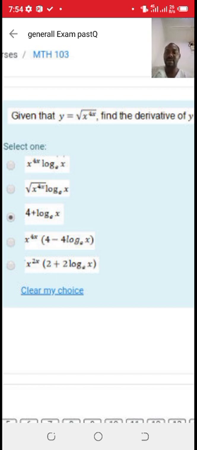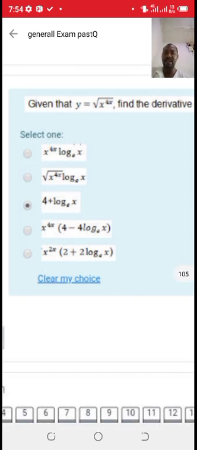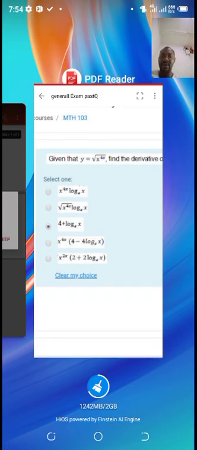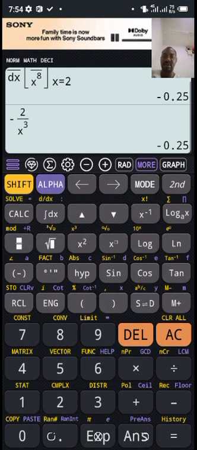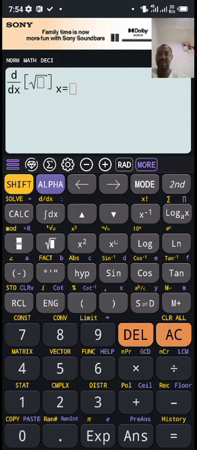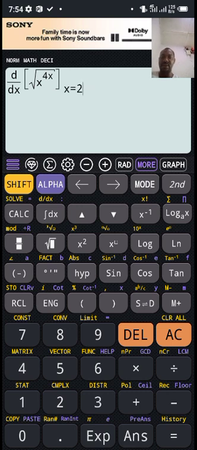Okay, so another thing I can say here is that we can use the calculator. So maybe let's do that quickly. Remember you have derivative, shift derivative of square root of x, that's alpha x raised to the power of 4x. So 4, then alpha x, something like this. So let's make our x equal to 2. Let's see the answer we get.